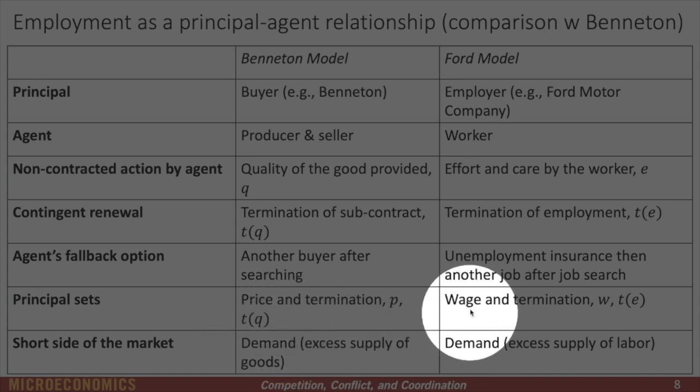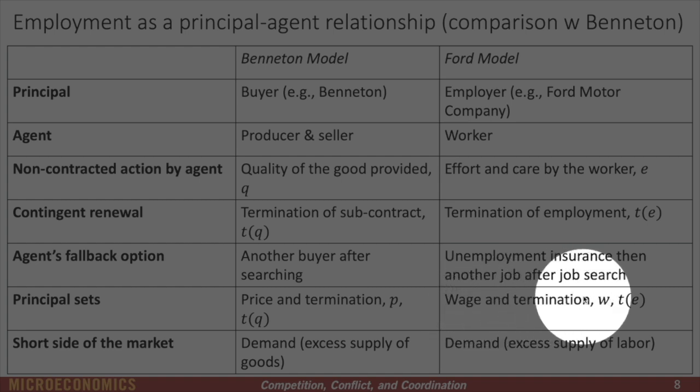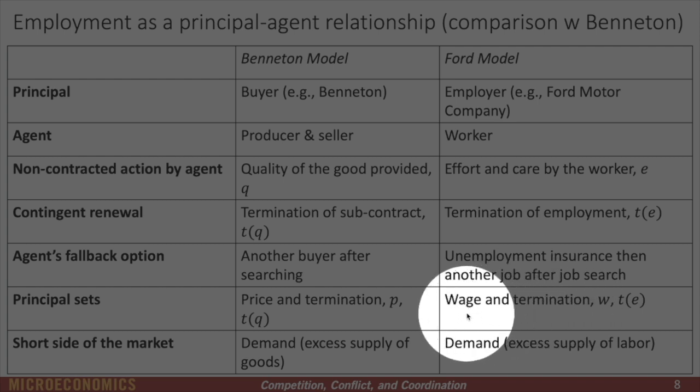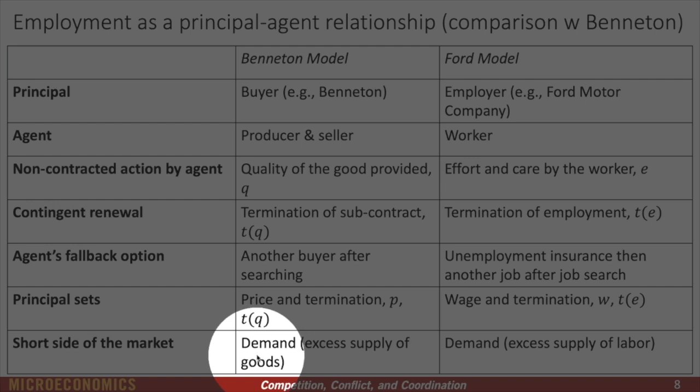What happens in the employment relationship? The employer sets the wage and a termination probability, W and TE. We then finally want to ask ourselves, who is on the short side of the market? We saw in the previous chapter that this was the side of demand, the excess supply of goods.